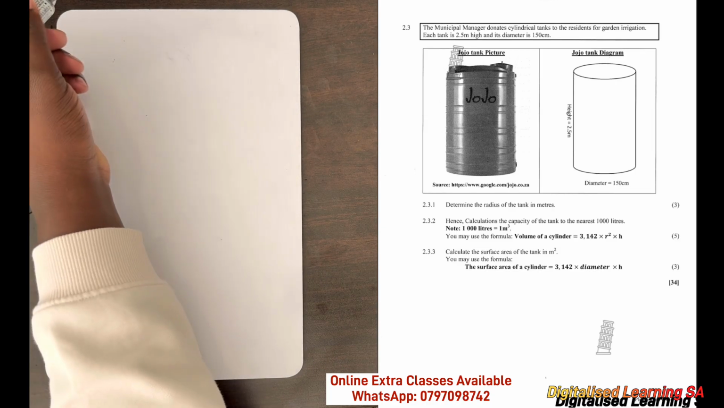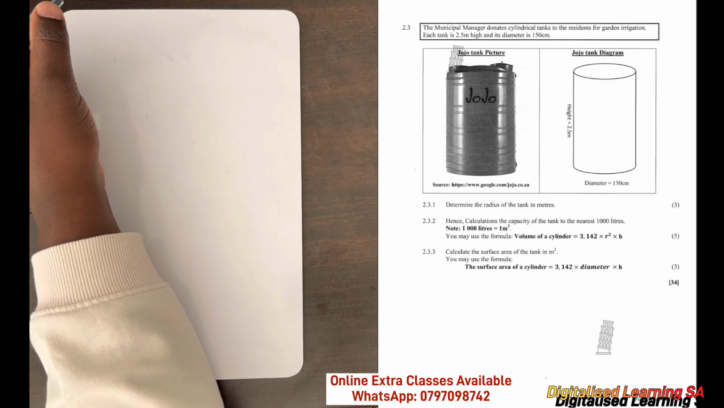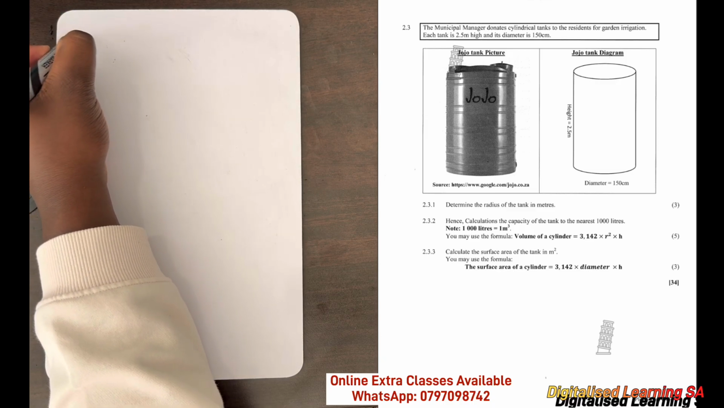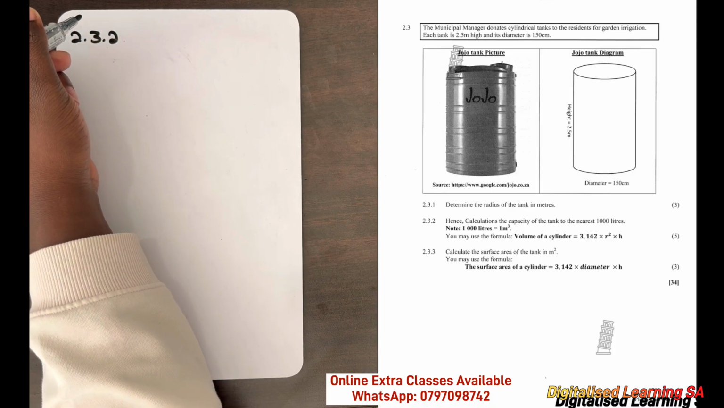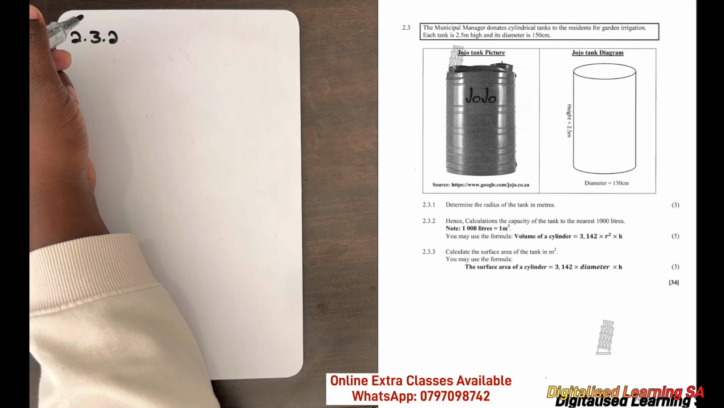Okay, so now let's move to question 2.3.2. Question 2.3.2 says: hence, calculate the capacity of the tank to the nearest 100 liters, and then we are told to note that 1000 liters is equals to 1 meter cube. So we are even given the formula, so we need to calculate the volume of the cylinder.